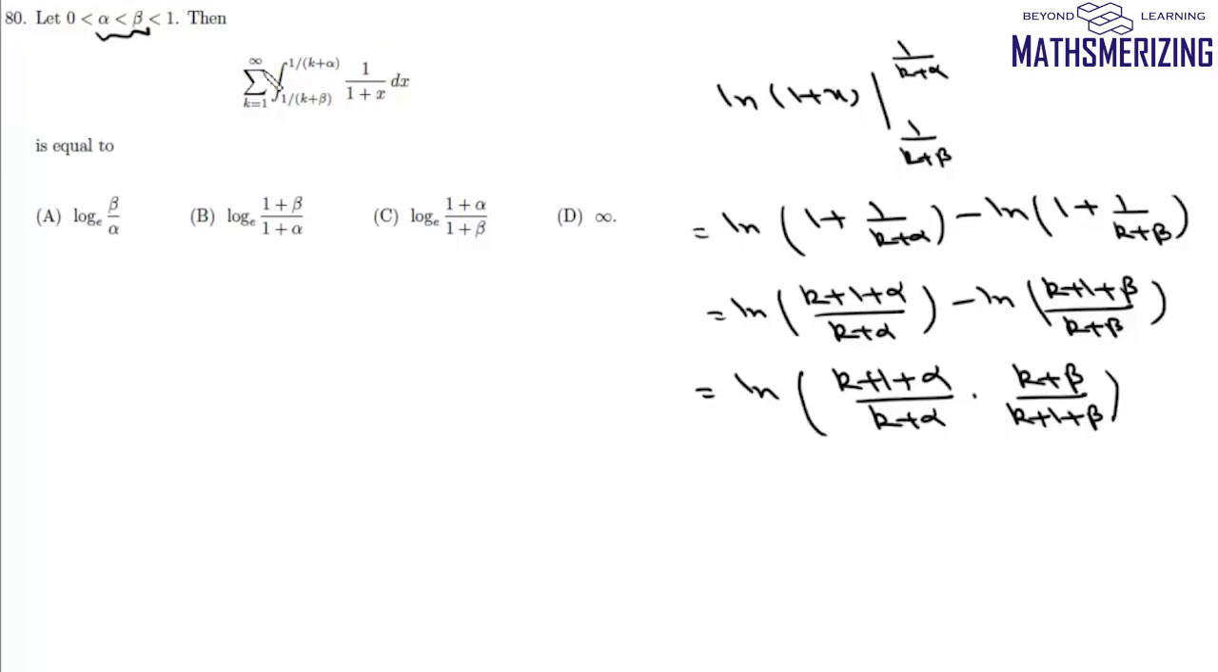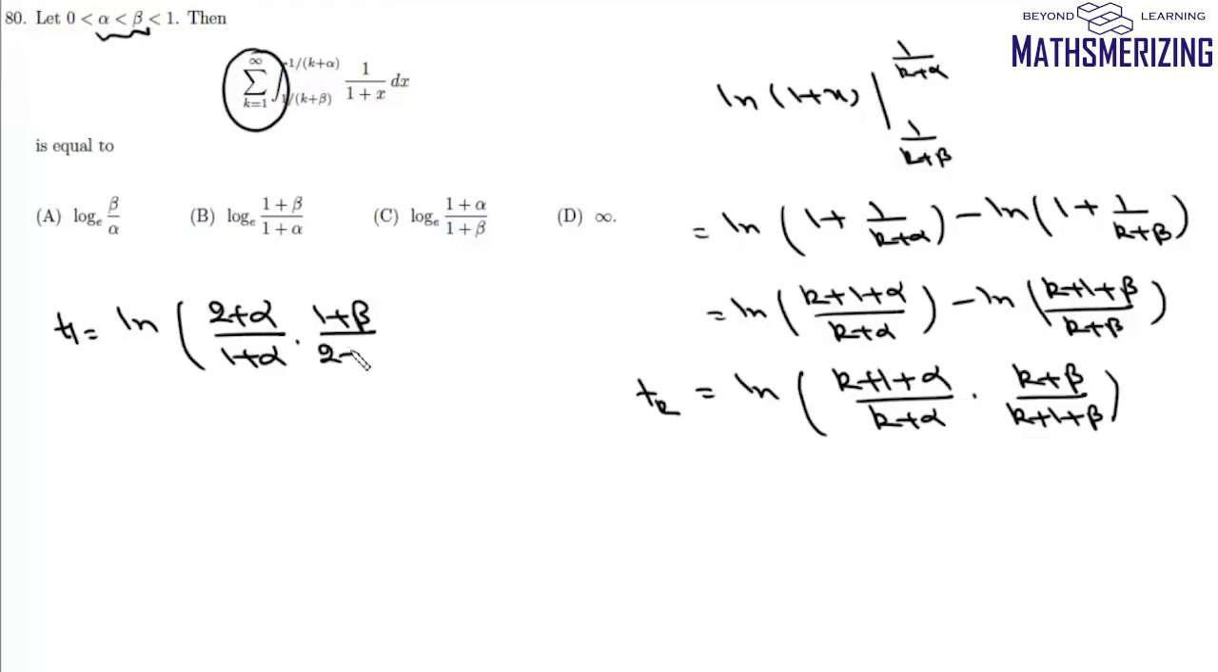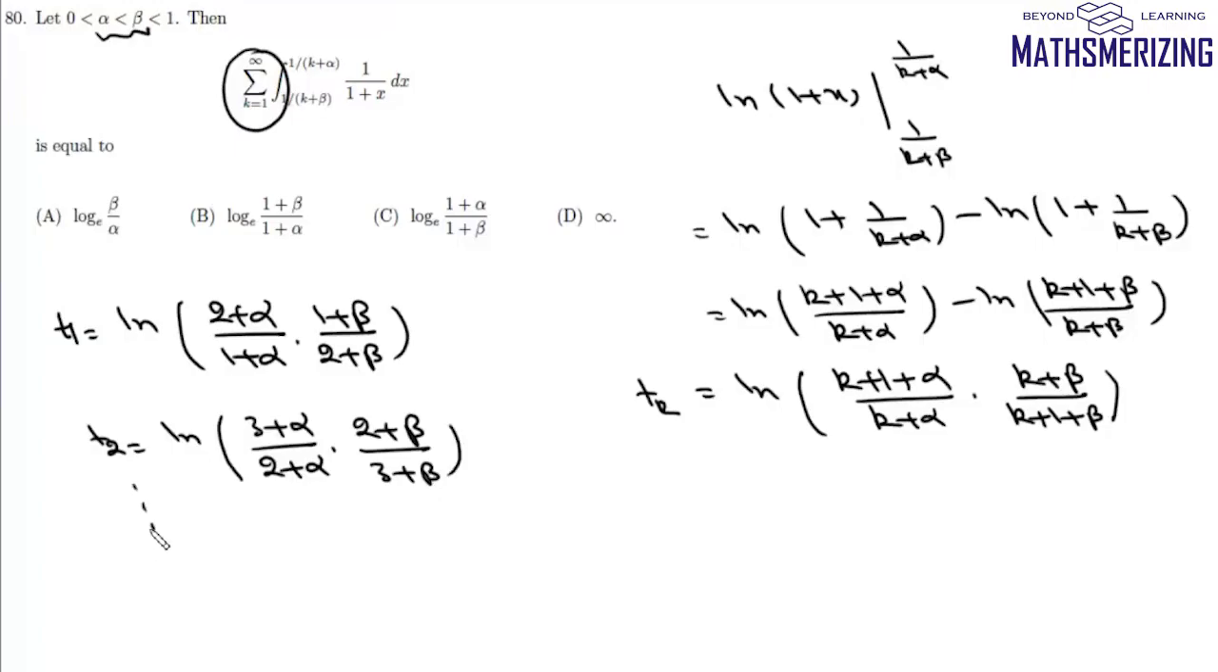Now we need to take the summation from k equals 1 to infinite. So let it be t_k. Now we'll put k as 1. We'll get this as log of (2 plus alpha) upon (1 plus alpha) into (1 plus beta) upon (2 plus beta). Now in the same way we'll put k as 2. We'll get log of (3 plus alpha) upon (2 plus alpha) and then (2 plus beta) upon (3 plus beta). Now this series will continue.